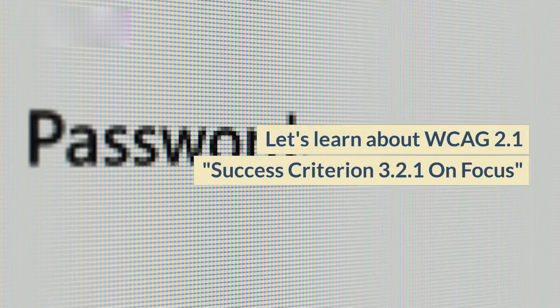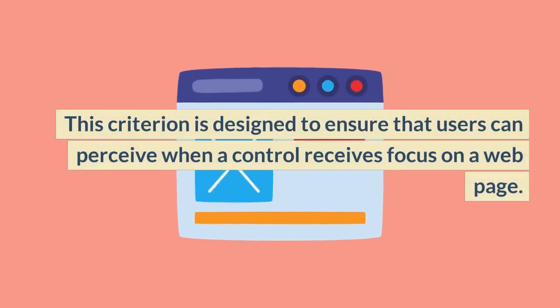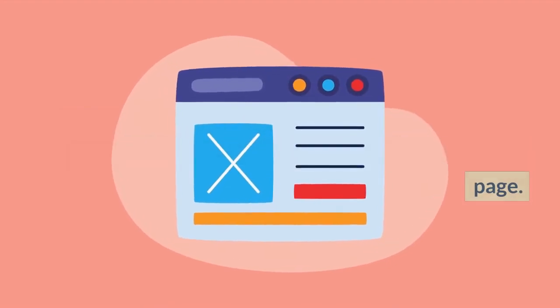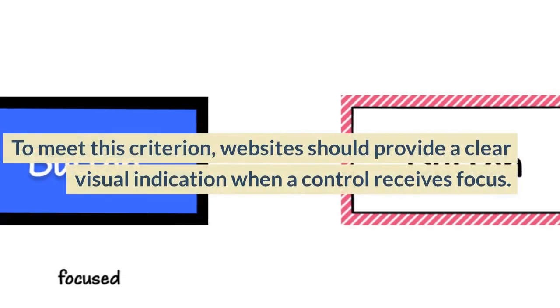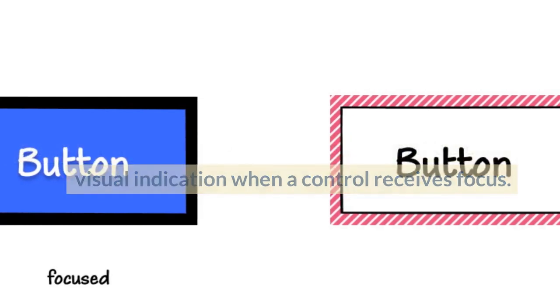Let's learn about WCAG 2.1 Success Criterion 3.2.1 on focus. This criterion is designed to ensure that users can perceive when a control receives focus on a web page. To meet this criterion, websites should provide a clear visual indication when a control receives focus.